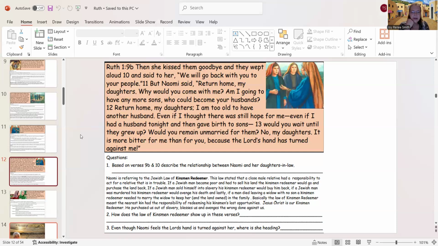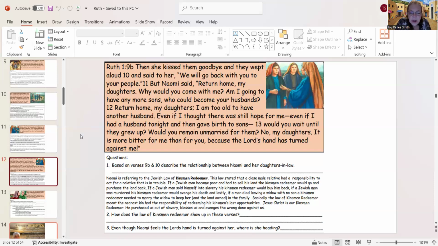Based on verses 9b and 10, describe the relationship between Naomi and her daughters-in-law. It was very, very close. They wept out aloud, and they did not want to part or separate. They had a very, very close connection.